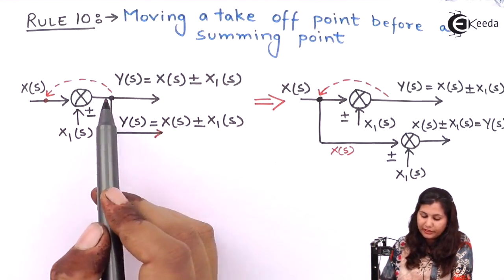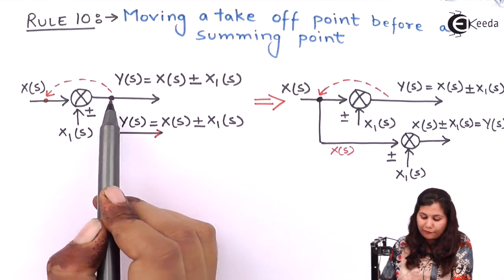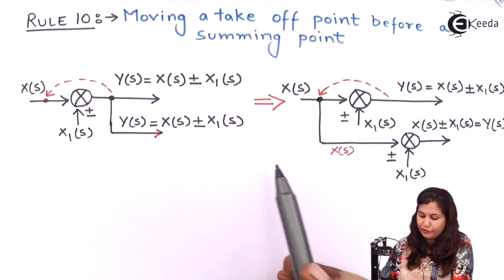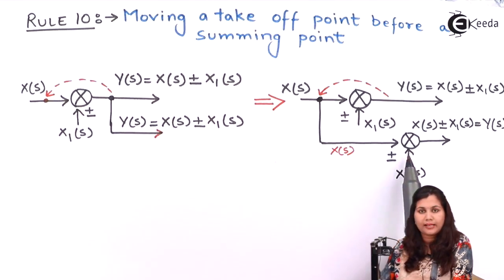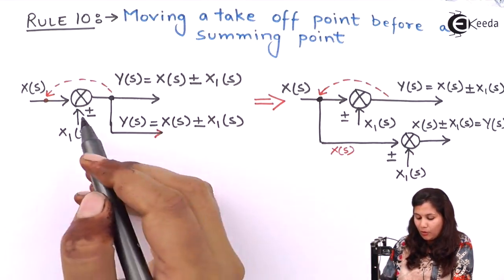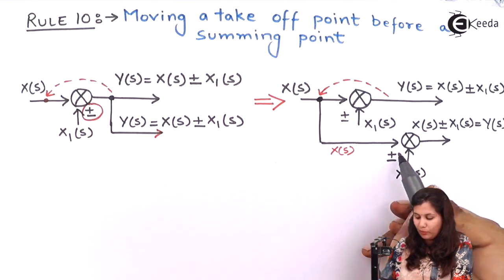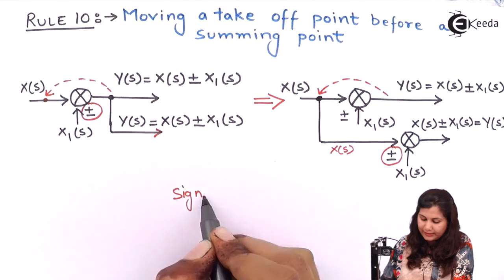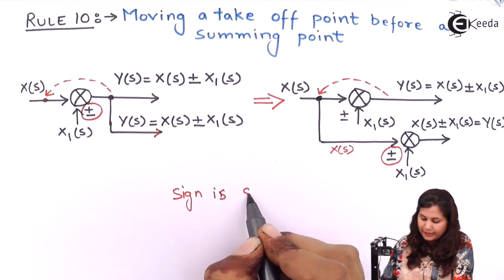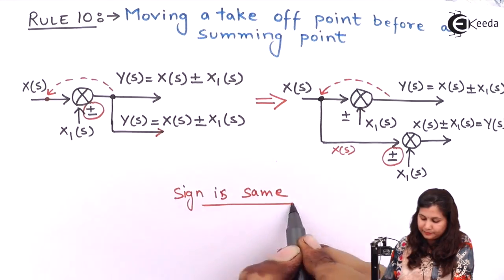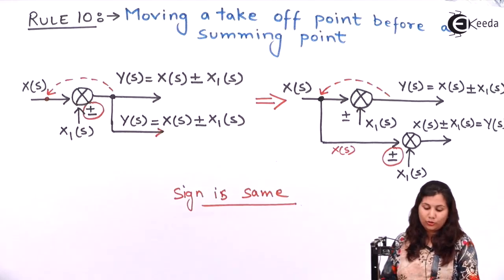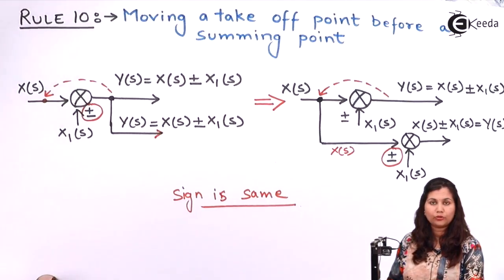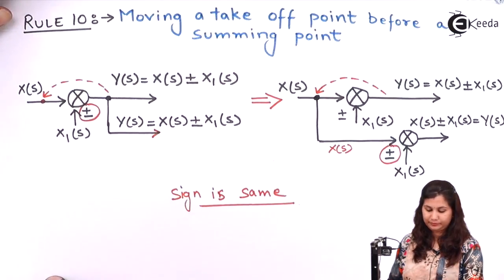You can shift the takeoff point from after the summing point to before position, and you just have to introduce an additional summing point in this path, and also the sign of the summing point is same. That is, sign is same in this case. Okay, so this is our rule number 10. Now the next rule is rule number 11.